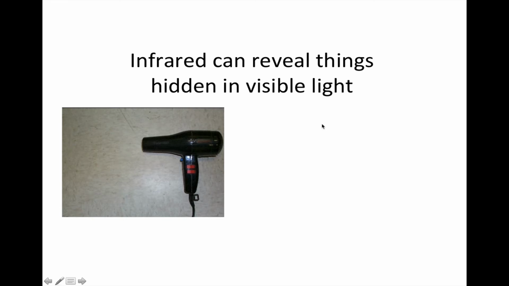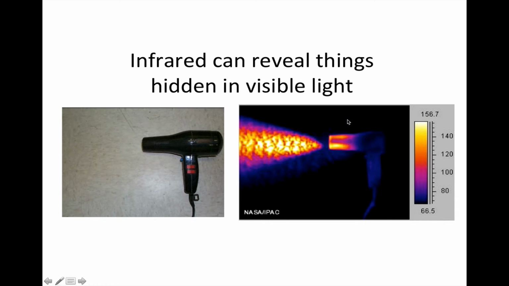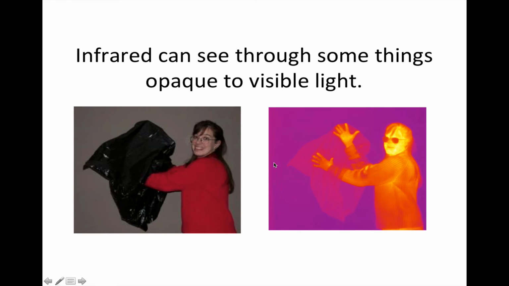So infrared can also reveal things that are hidden in visible light. Take a minute and think about what you think that's going to look like. I can tell you the hairdryer is on. There it is. You can see the heating elements in the hairdryer, and you can even see the turbulence in the air coming out.